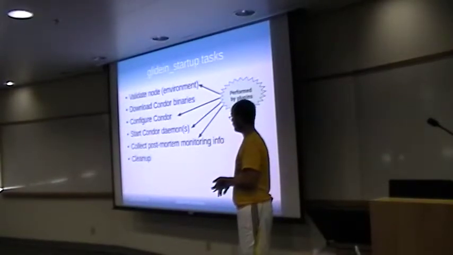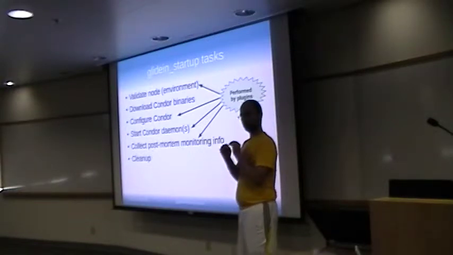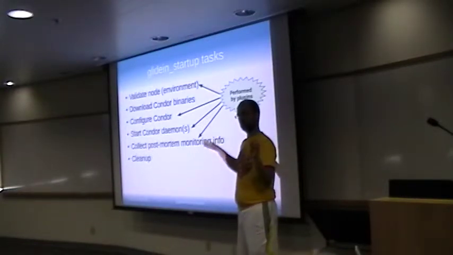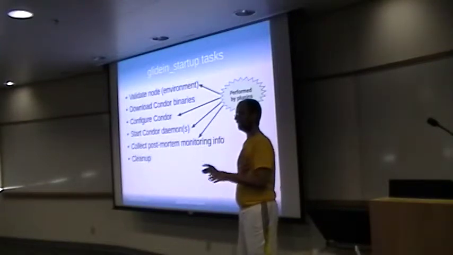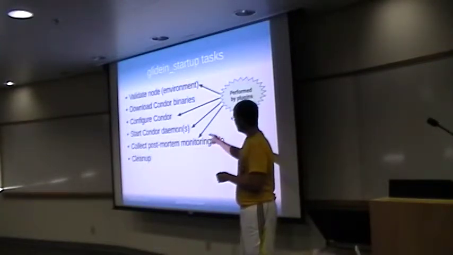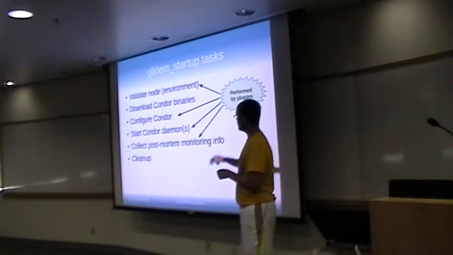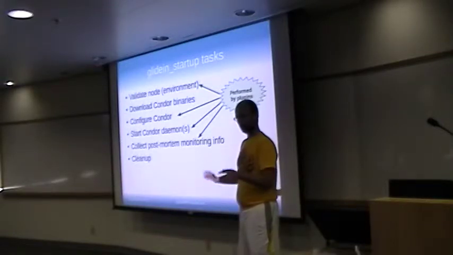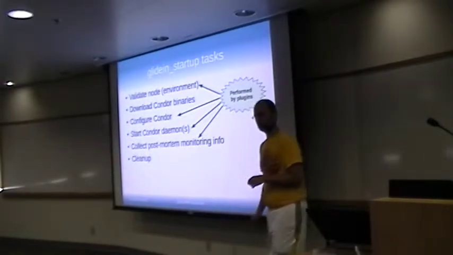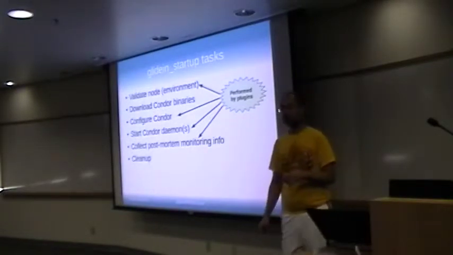It does the Condor configuration, it starts the Condor daemon. At that point, Condor runs. The glidein startup is essentially dead, waiting, a zombie, whatever you want to call it. And once Condor is done, it collects some post-mortem monitor information and does the final cleanup. It's a good citizen and doesn't leave crud behind, as much as it can, of course.